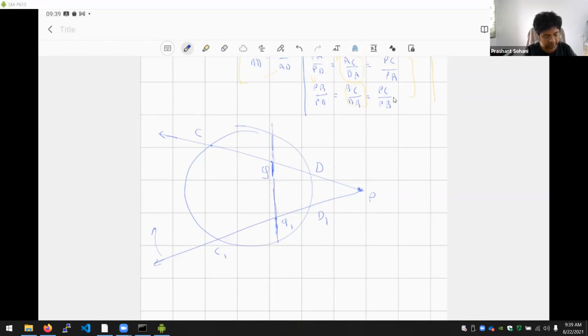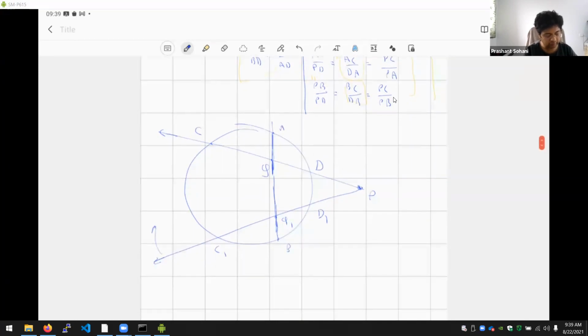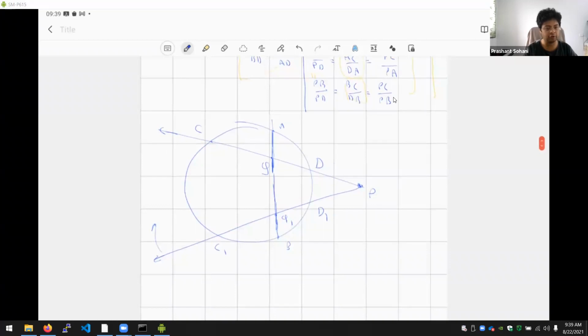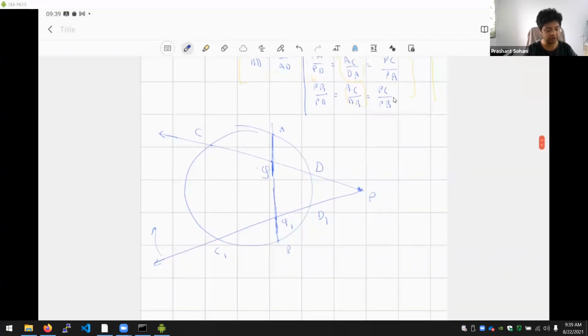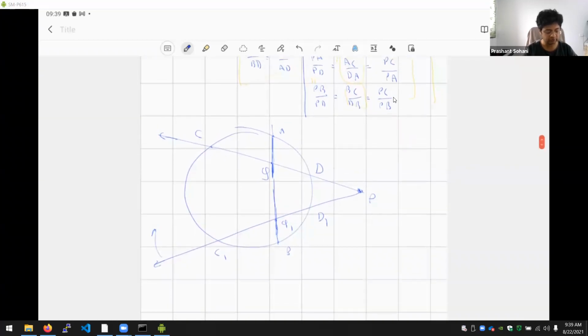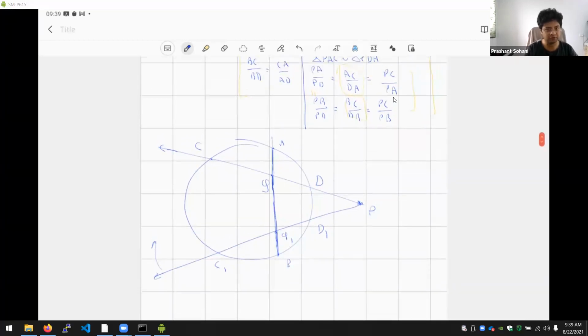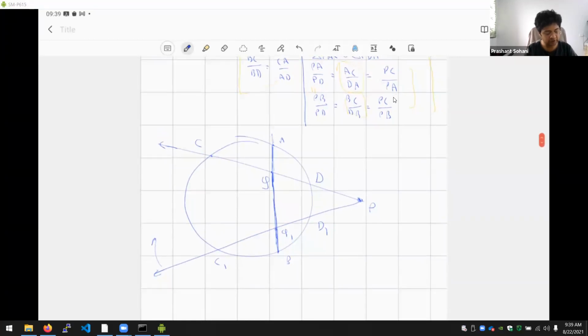But in this diagram, it may seem that we have to stop at the two ends, the segment AB, because obviously, if you take a line through point P which does not intersect the circle at all, then the points C and D cannot be defined. So it may seem that this line segment is where it stops. But as it turns out, the polar of the point P is the full line.